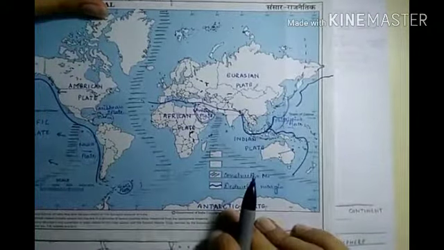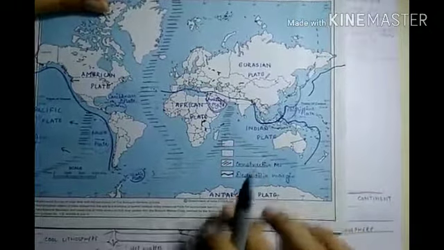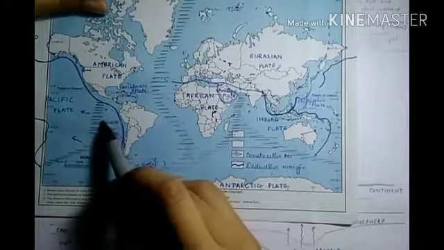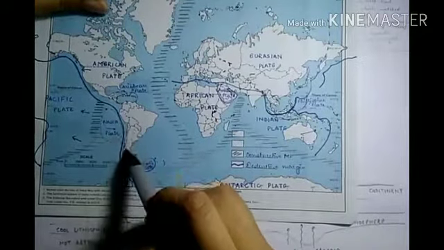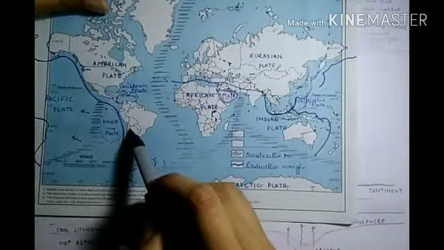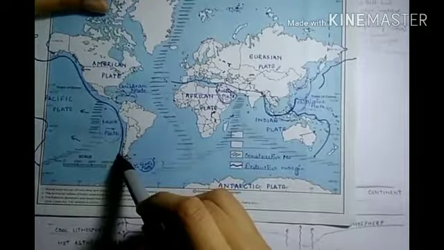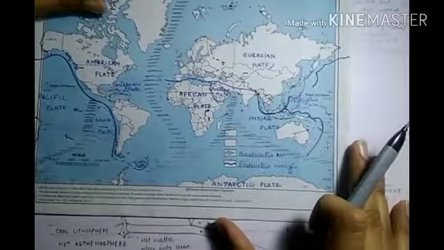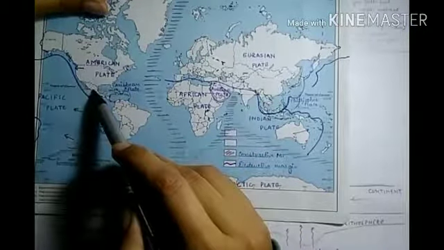Next, we will see the example of ocean-continent collision. The best example is here. We have the Nazca plate, which is an oceanic plate, and here we have the American plate, which is a continental plate. They collide with each other. So, this is our ocean-continent collision. Because of this, the Andes are formed here and the Rockies are formed here.